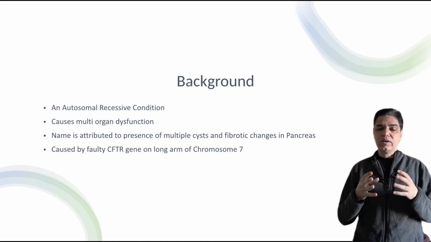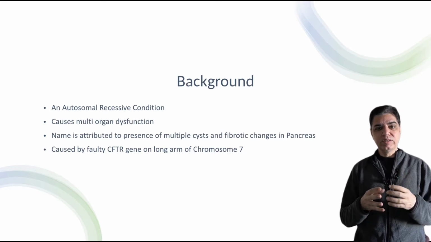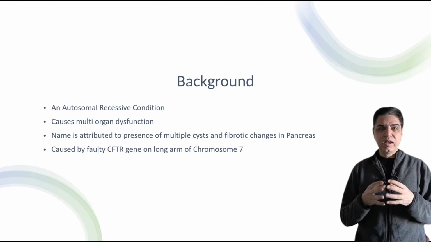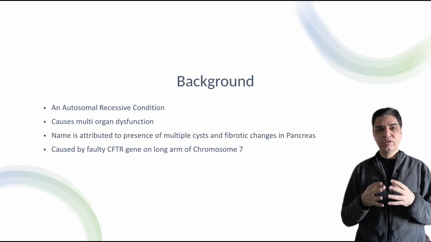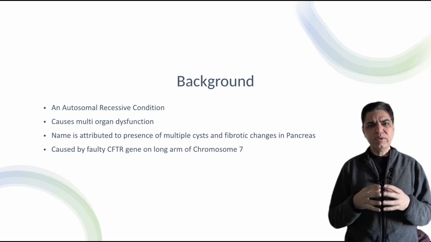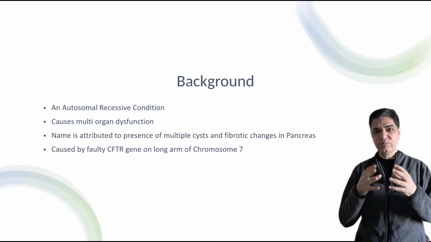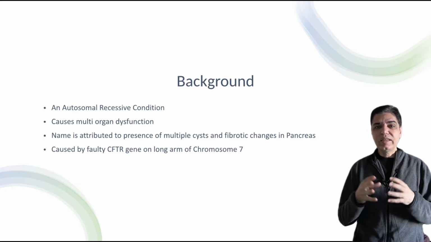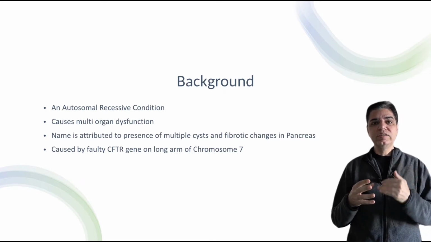So, as far as the etiology is concerned, what happens in this condition is that there is a problem in the long arm of chromosome 7, and this long arm of chromosome 7 has a gene which regulates the CFTR, that is the cystic fibrosis transmembrane regulator gene. Now this gene is faulty, and when this gene is faulty, the chloride channels, which have the CFTR protein as a part of their structure, are not properly able to transport chloride across the cell membrane.